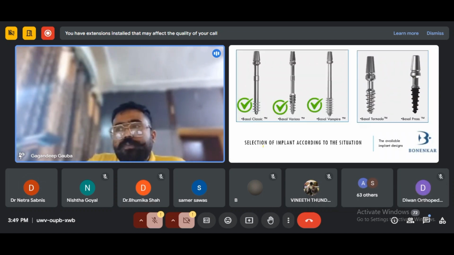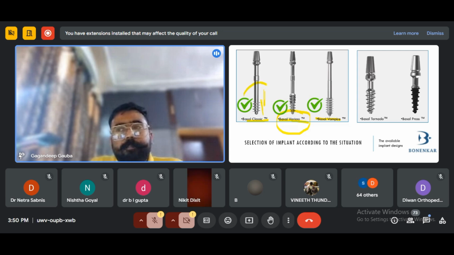So the choice of implant in nasal cortical anchorage is we can use basal classic, basal varios, or basal vampire. But my choice in this case, as I have shown you in the previous slide, is a basal varios design. Why? Because if I go with basal classic, this is a constant diameter implant. If I don't get the anchorage, I have to switch to a larger diameter implant.